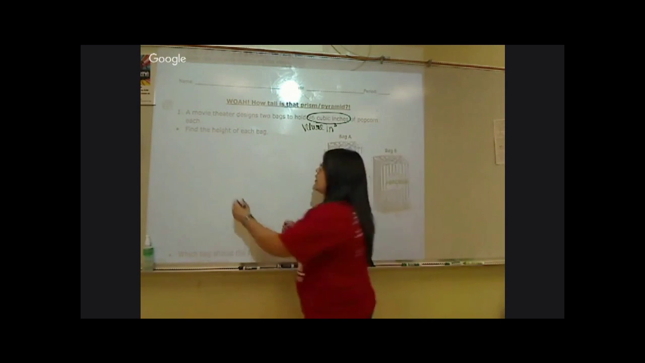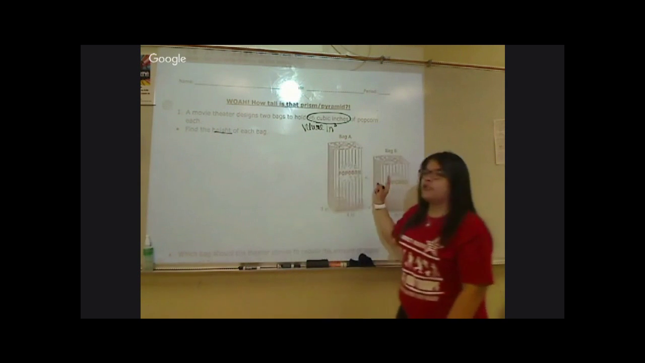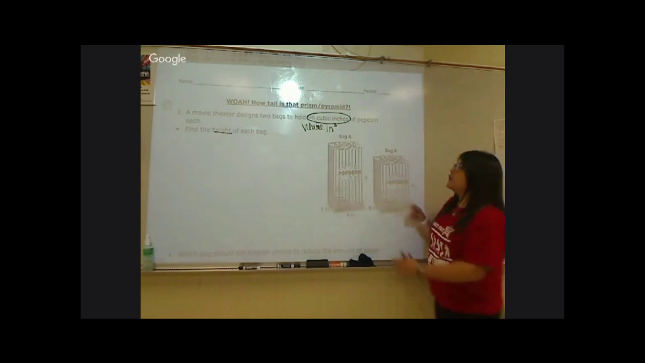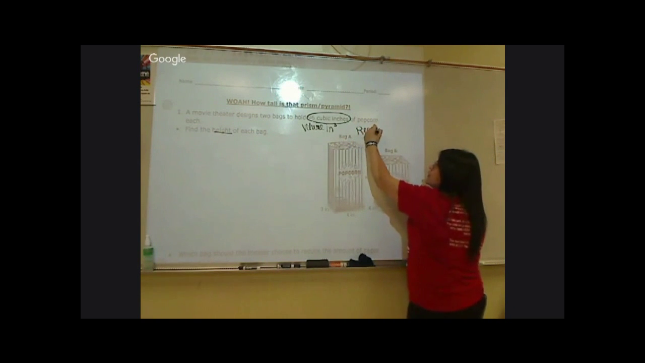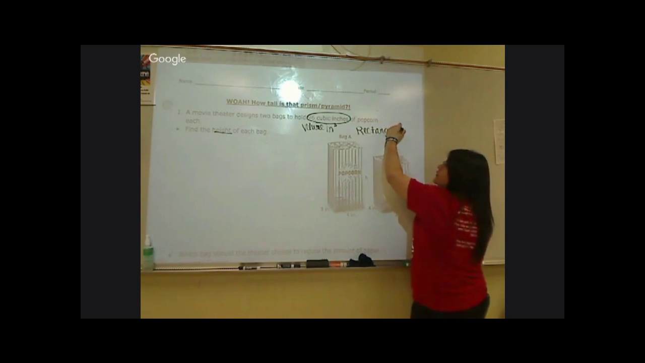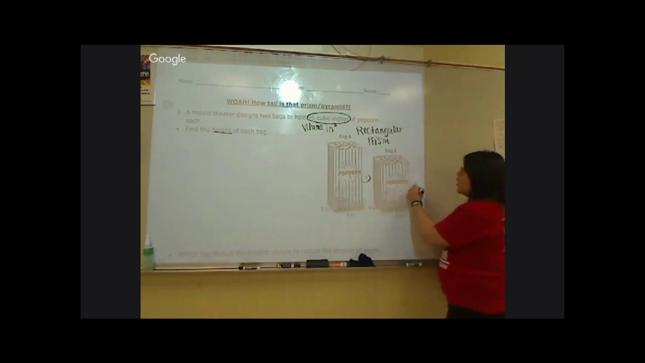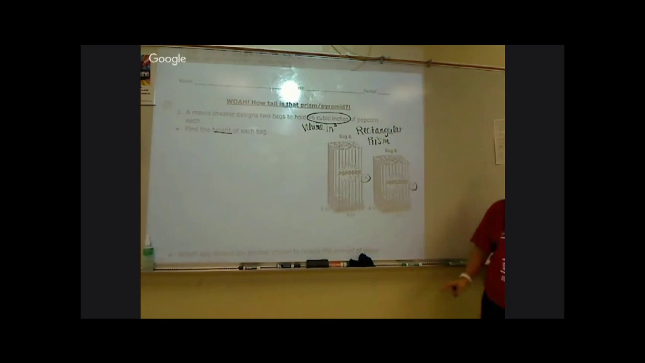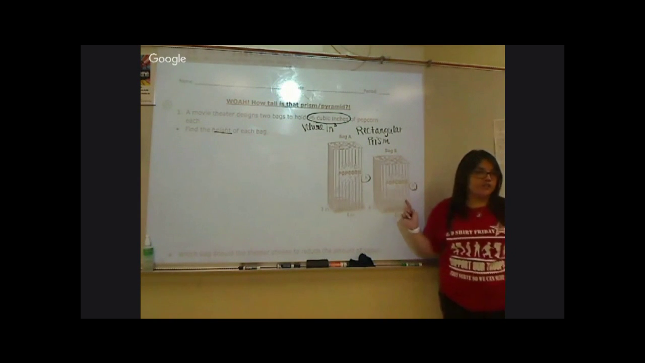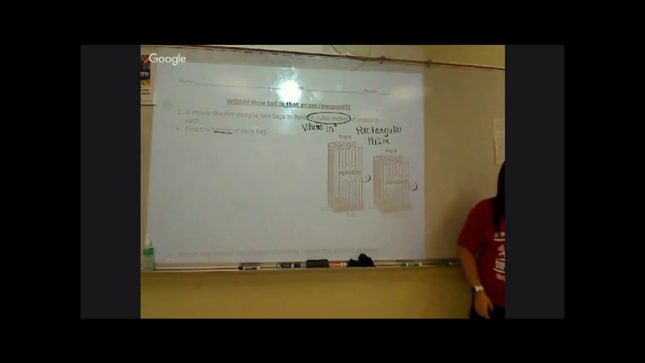Now it says here we want to figure out the height of each bag. In other words, these are both rectangular prisms, and we don't know how tall those rectangular prisms are. If you notice here, we have the H's missing. That's what we don't know, and we want to figure that out.